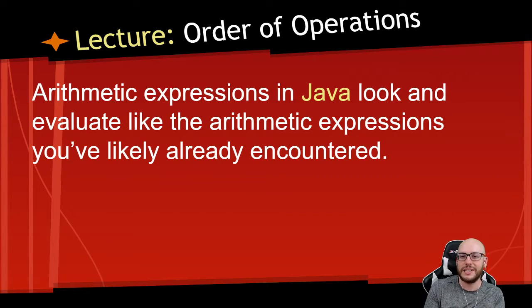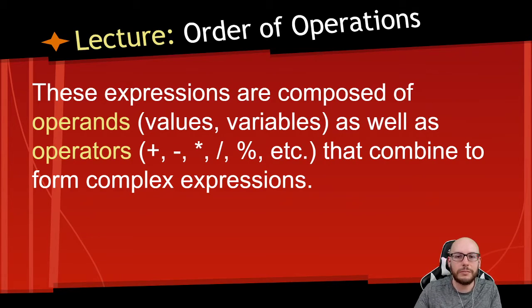Switching gears, arithmetic expressions in Java look and evaluate just like ones you've already encountered, like algebraic ones, right? These expressions are composed of operands. We don't see this word a lot when we're dealing with algebra, but here I'm going to talk about it. Operands could be values or variables, as well as operators, right?